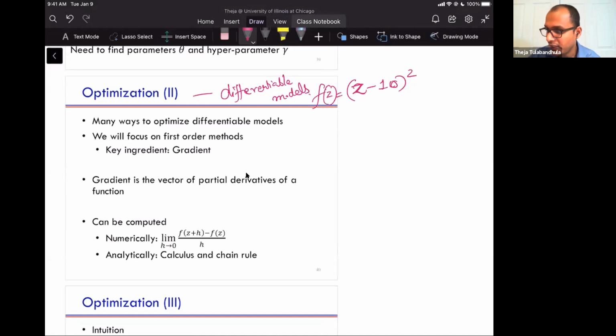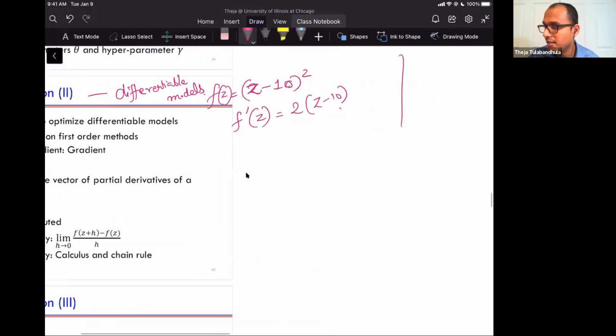When I say this function is differentiable, there is a derivative. So f prime, which is a function of z, is equal to 2 times z minus 10. This is a derivative. It's like a rate of change of the original function. If you plot the function of z, with this value 10, this is 0, and this is f of z on the y-axis, then it's like a parabola.